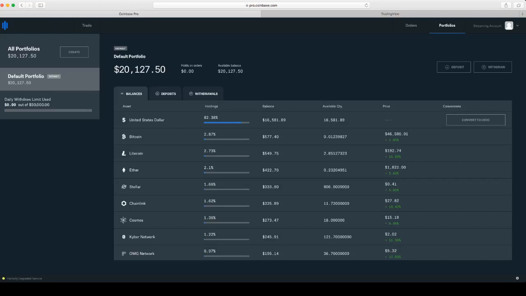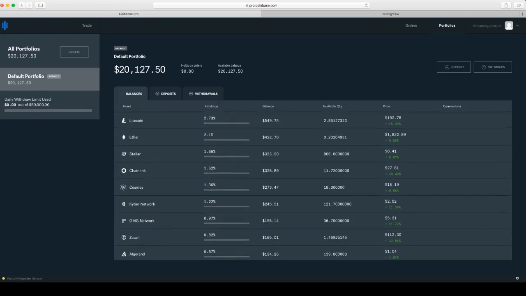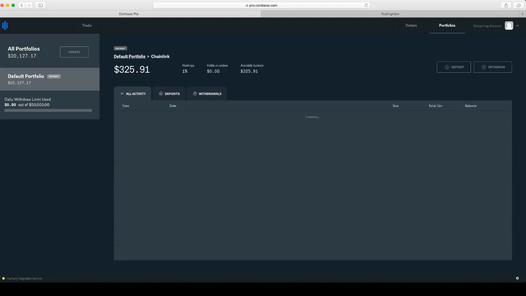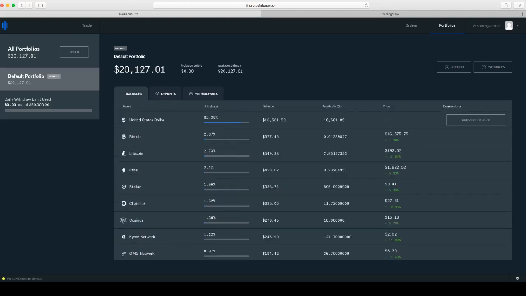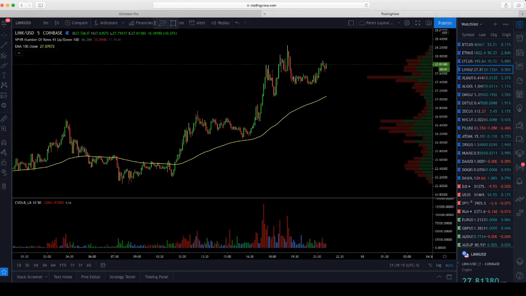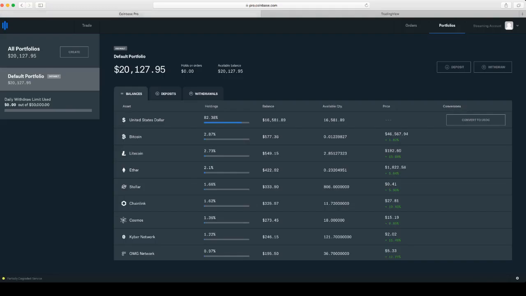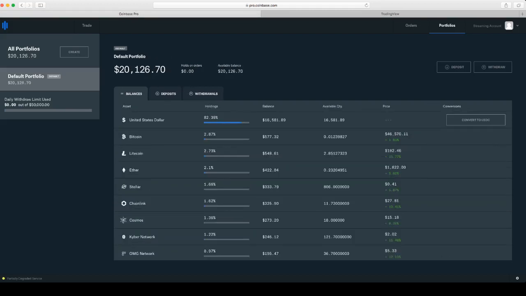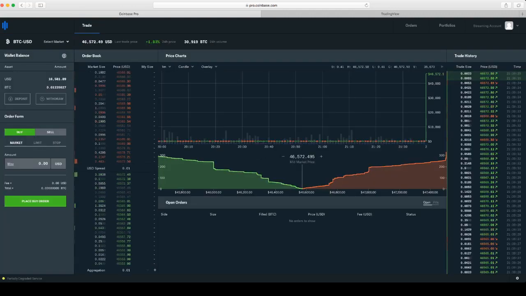Now, come over here. How much do I have of Link? Excellent. Chainlink. And that's a 325. Okay. So if we look at Link, okay, maybe I can sell some off of that. But I'm looking at my portfolio amount that I have. Yeah, it's really not major, but I can go over there and do that. Let's see what I bought it at.